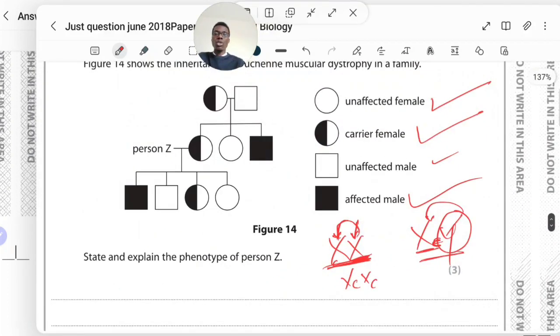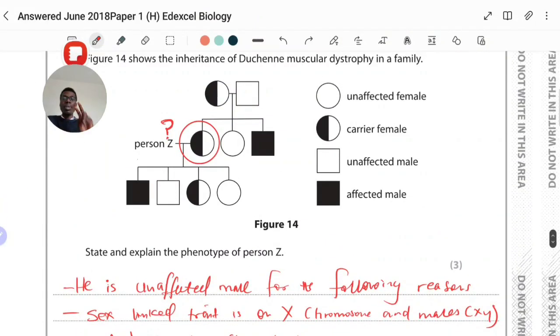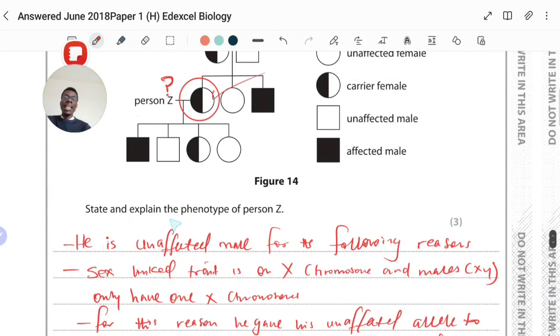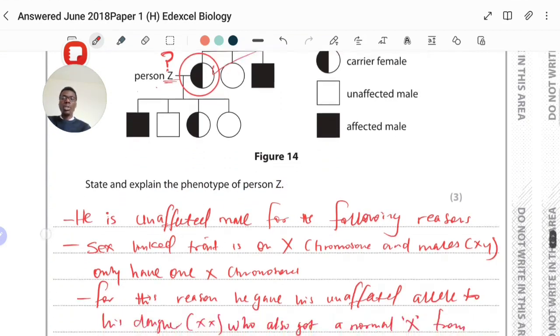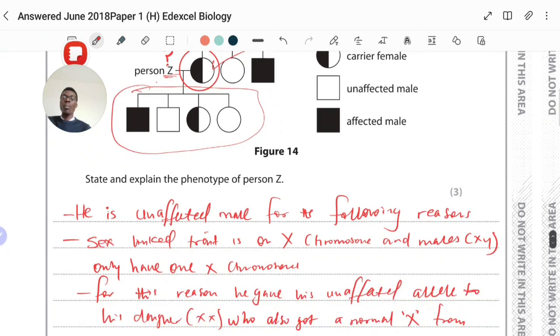Hope that made sense. You can rewind the video to rewatch that vital information. So let's see what happened here. There's somebody here who got married to this person. State and explain the phenotype of person Z, which is this person. Of course, he is a male. He is unaffected for the following reason. How do we know he's unaffected? You can tell from their children.